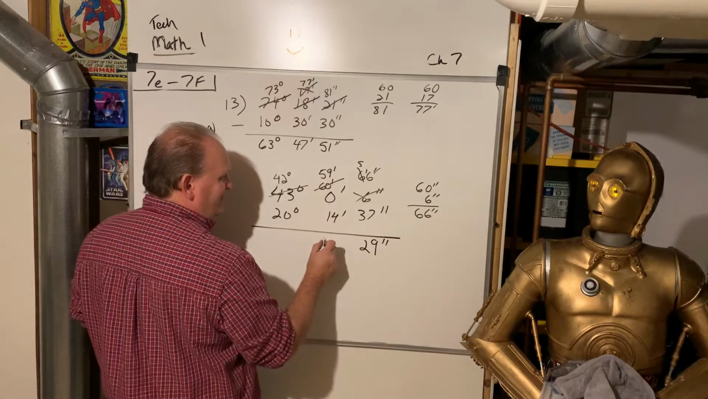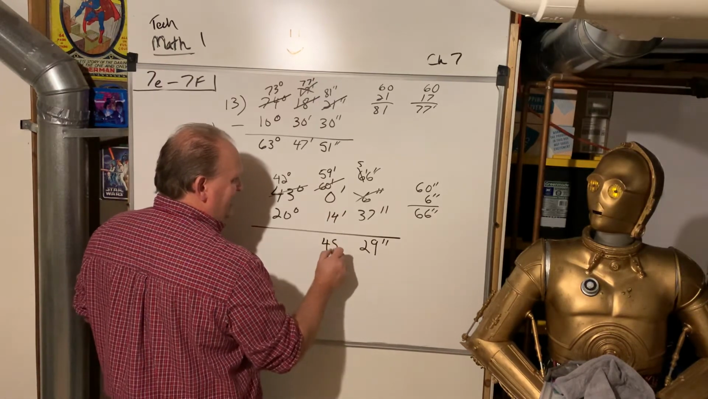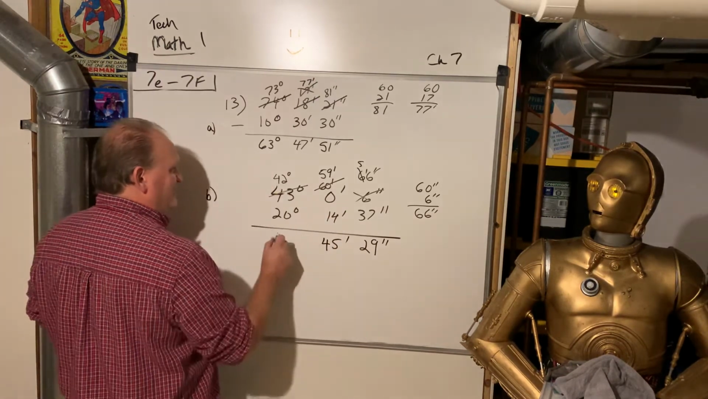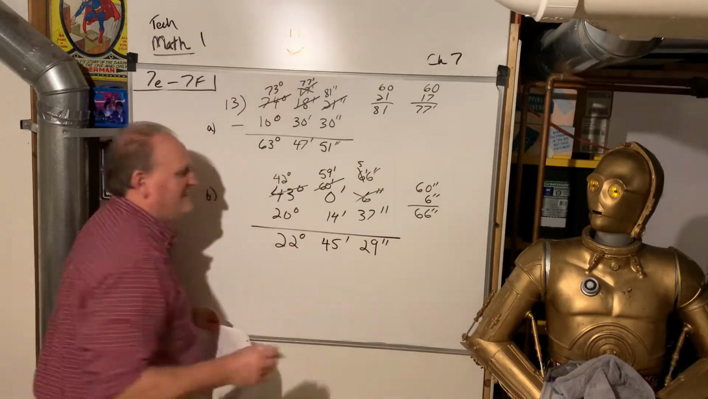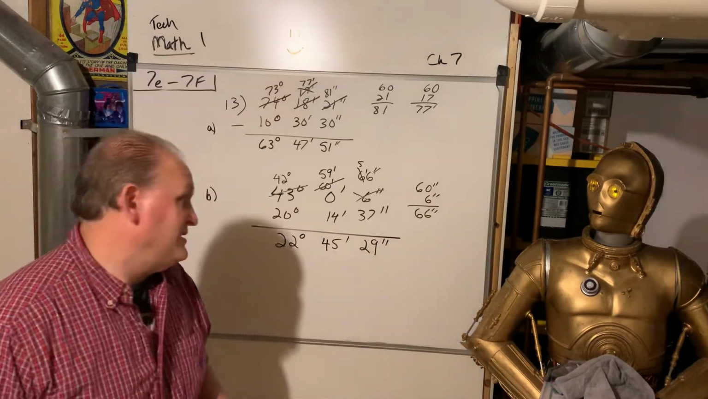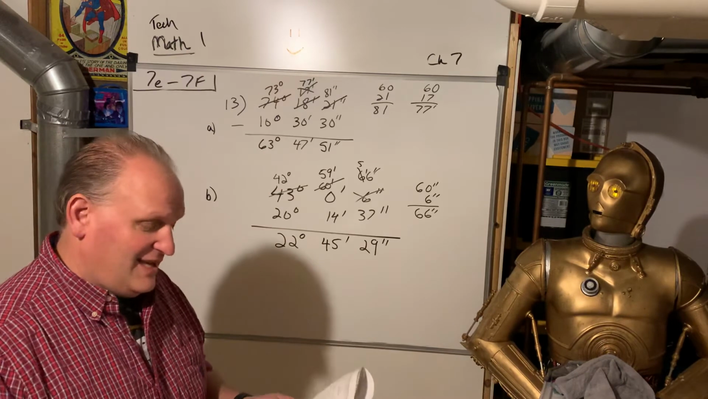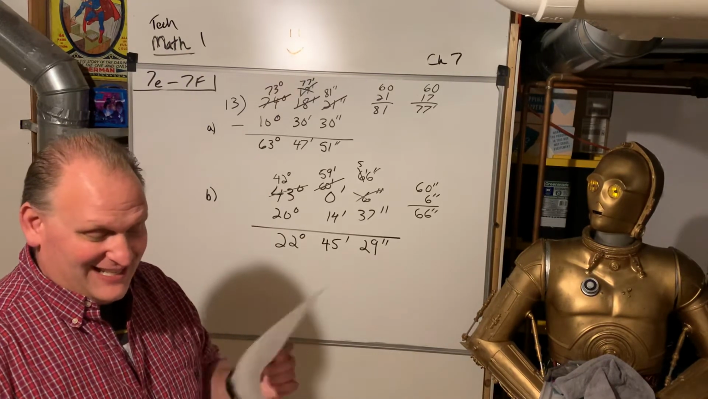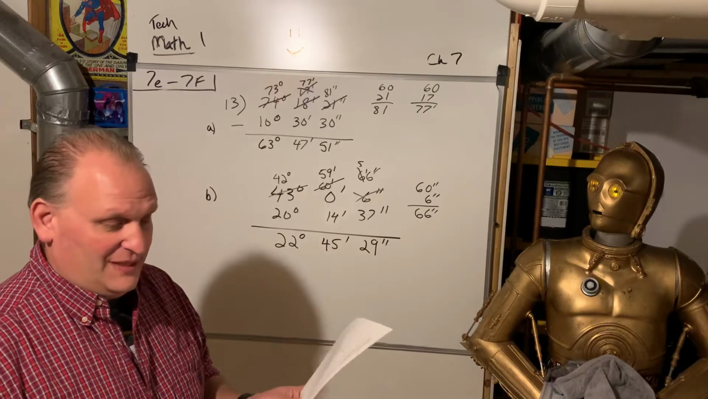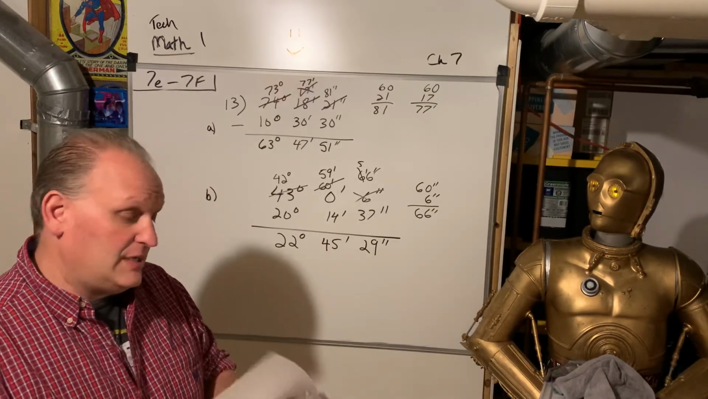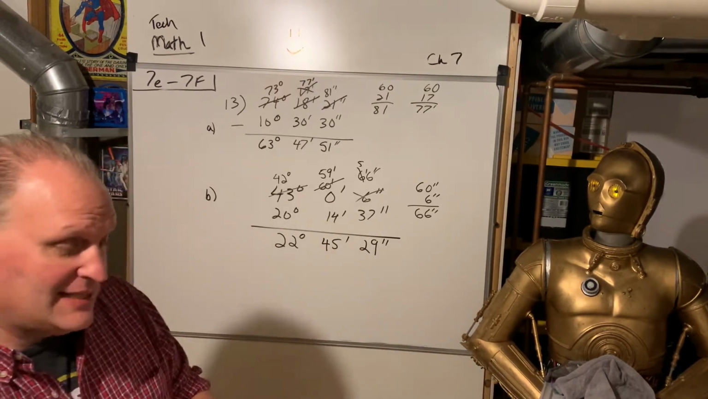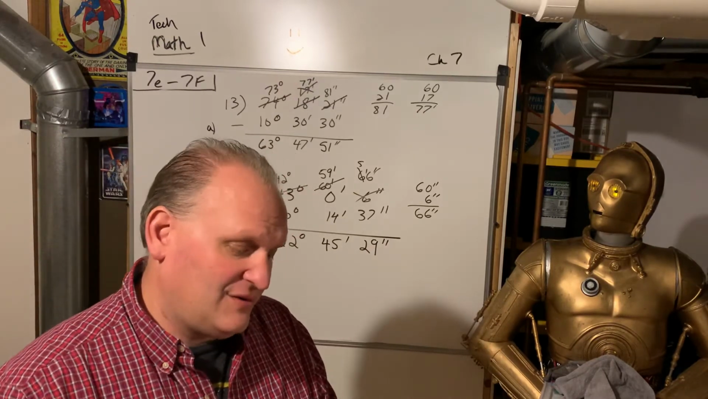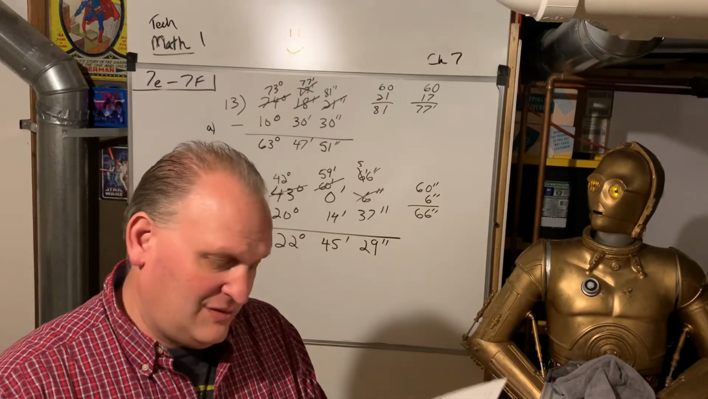So 45 minutes and 22 degrees. All right, 22 degrees, 45 minutes, 29 seconds. So some students are like, yeah, that's worth it, pumping that into the calculator and hitting all those buttons. So you can decide.